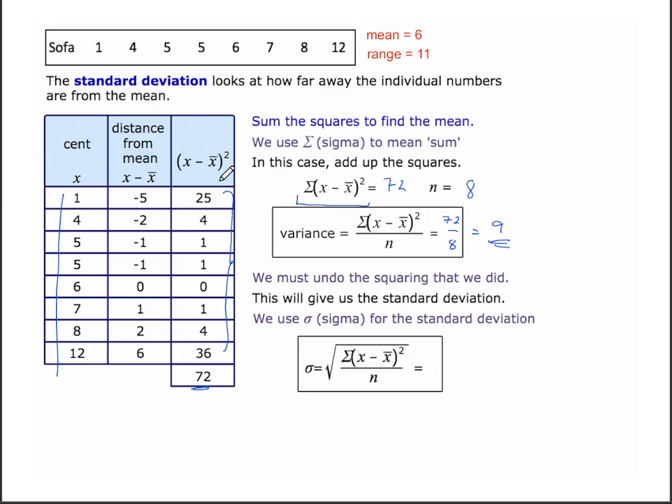Now, because initially we squared the data, we need to undo that squaring that we did so that we get what the actual distance is. That undoing of the squaring by square rooting gives us the standard deviation. The sign that's used for standard deviation is this sign here, the sigma sign. And in this specific scenario, what we will get is the square root of the 9 that we got, which gives us an answer of 3. So 3 will be the standard deviation for the cents in the sofa.